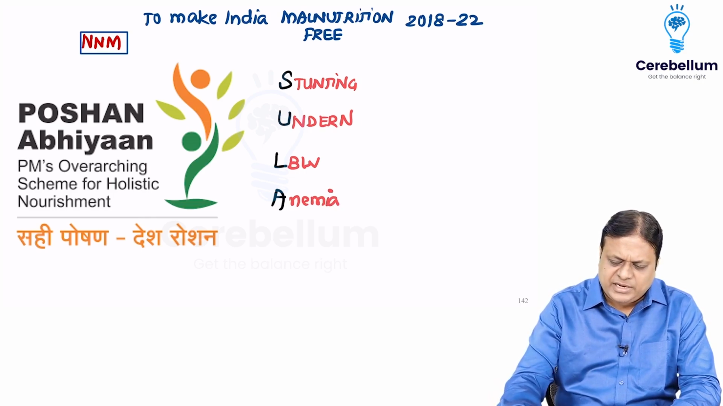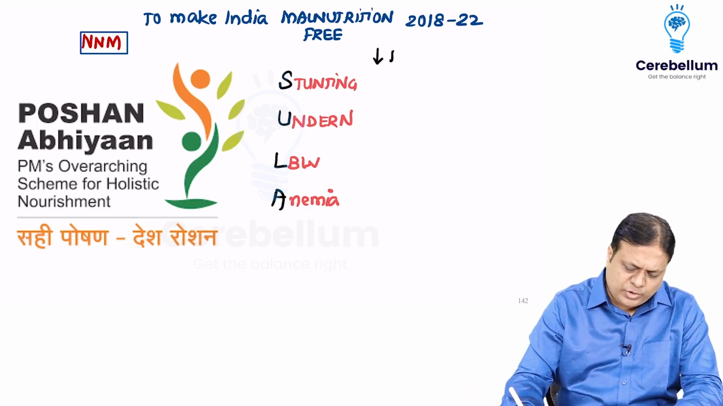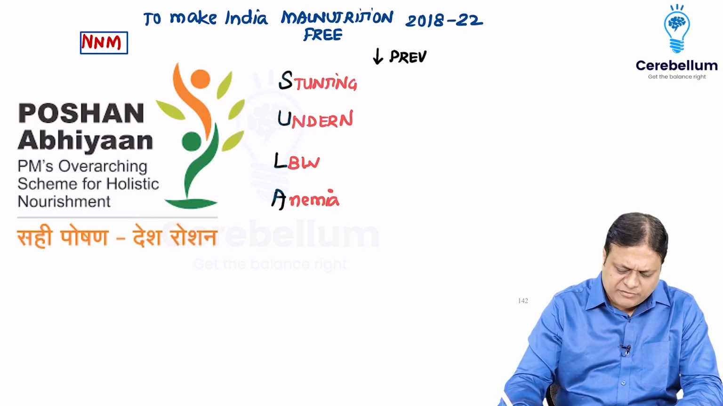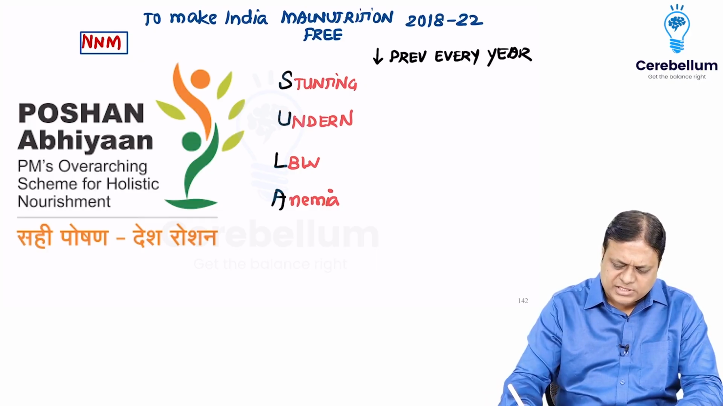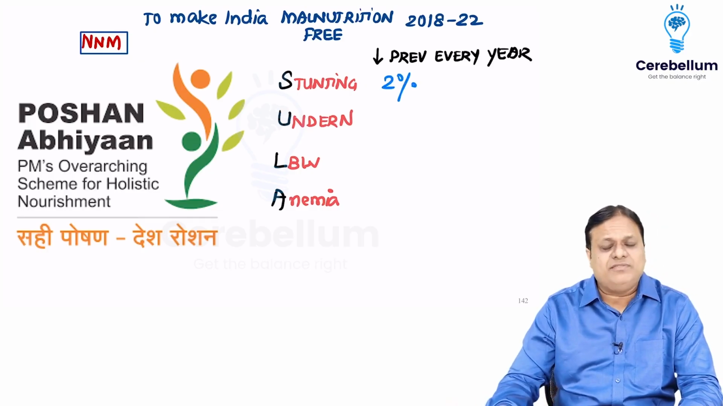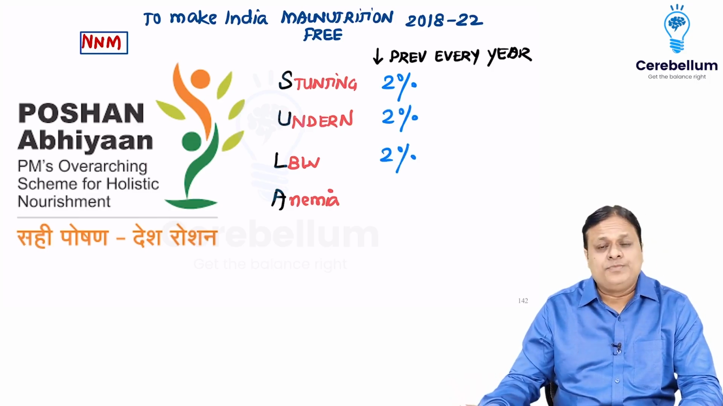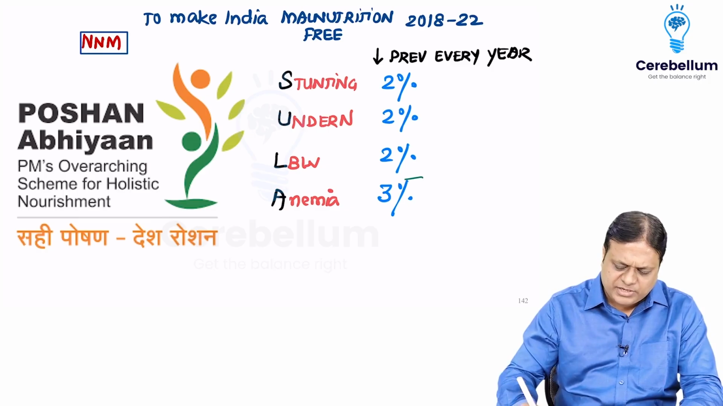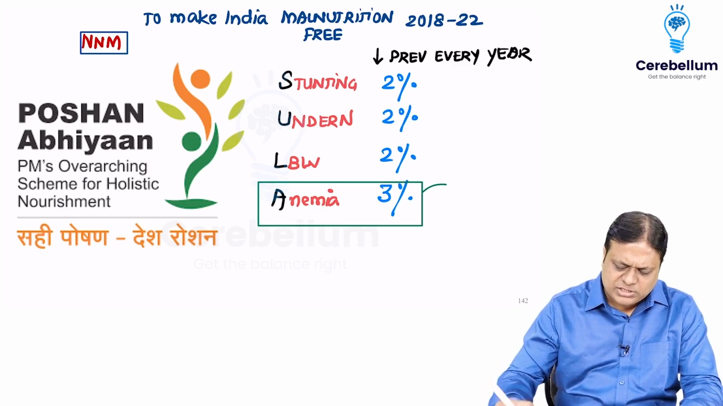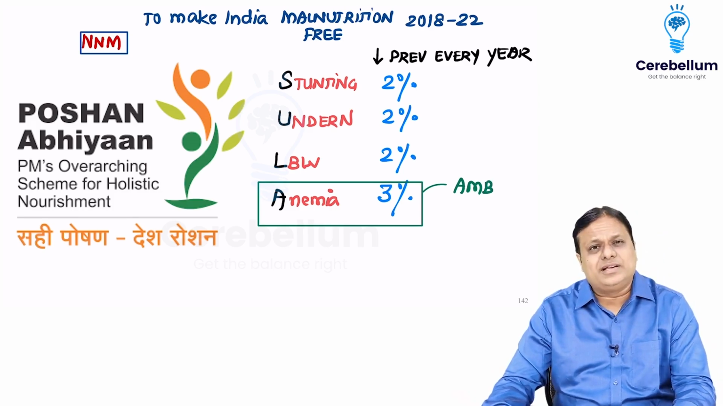We have targeted in all the 4 disorders how much we are going to reduce their prevalence every year. So we have targeted for stunting 2% prevalence reduction every year. Similarly for undernutrition, low birth weight also. For anemia, we have targeted a 3% reduction in prevalence every year. This was the basis of starting Anemia Mukt Bharat program in the country.